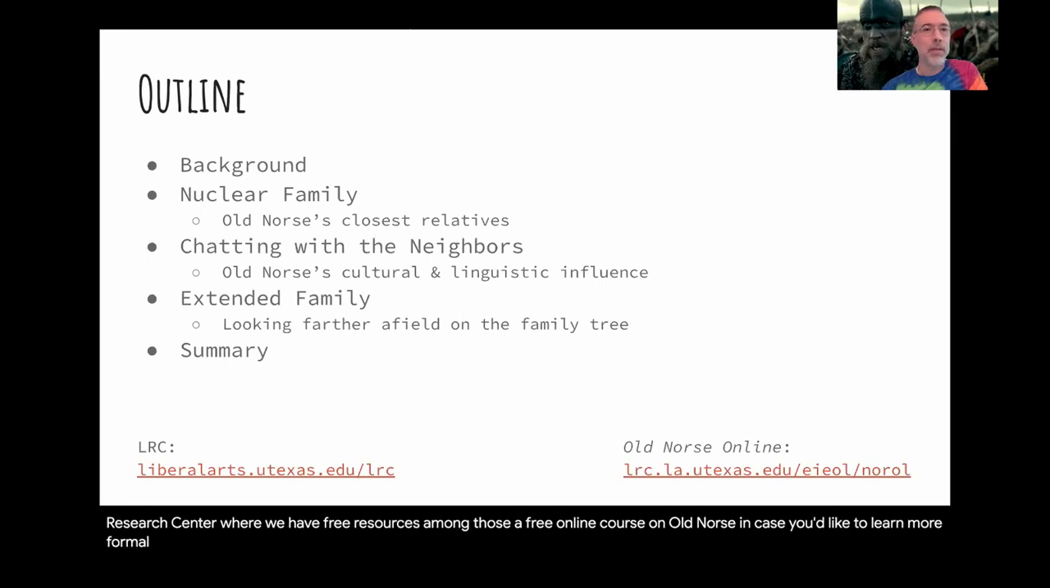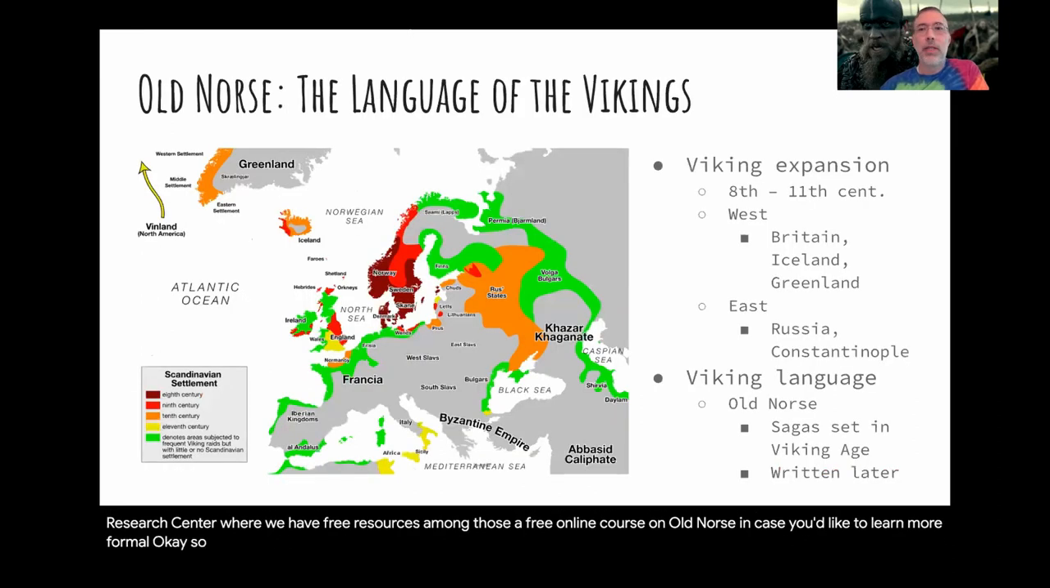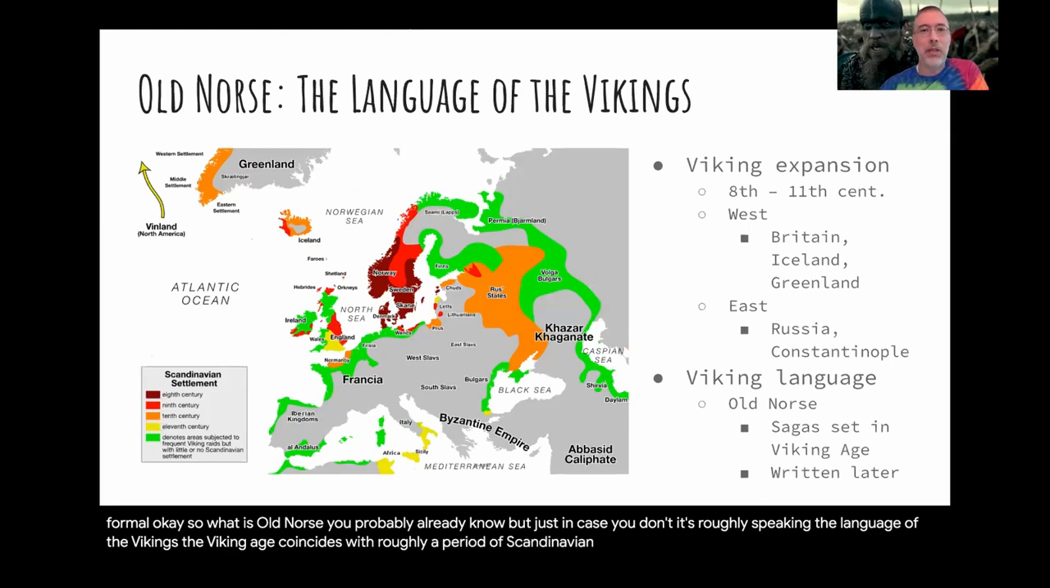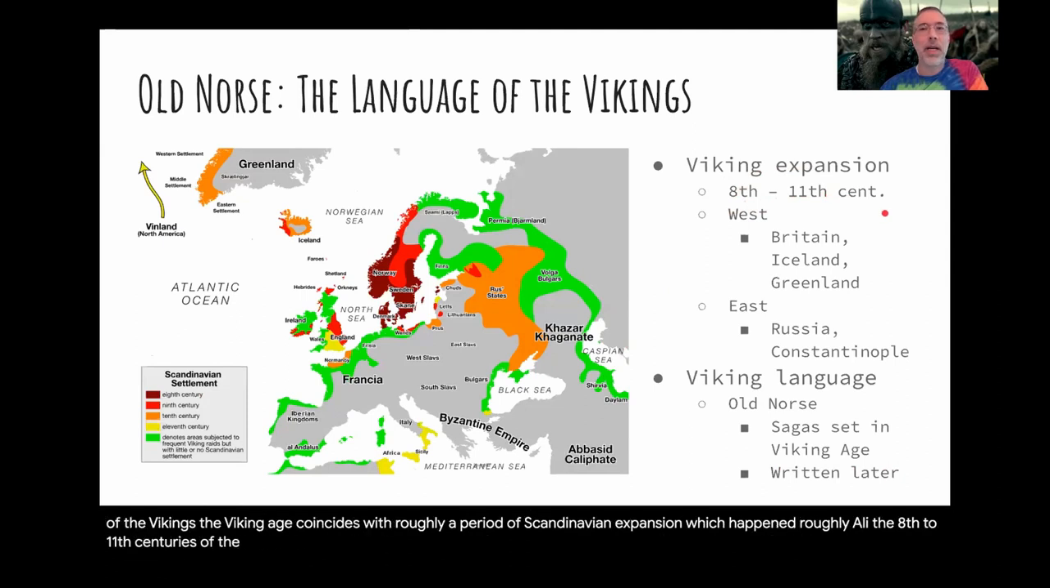Okay, so what is Old Norse? You probably already know, but just in case you don't, it's roughly speaking the language of the Vikings. The Viking Age coincides with roughly a period of Scandinavian expansion, which happened roughly the 8th to 11th centuries of the Common Era. You can argue a little earlier, you can argue a little later, that's fine. I'm not trying to pin it down very precisely here.